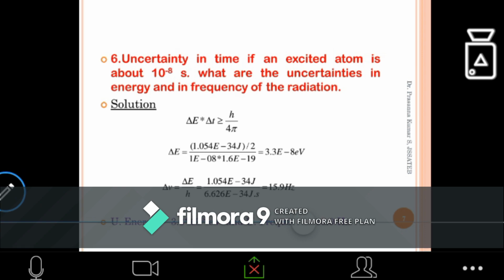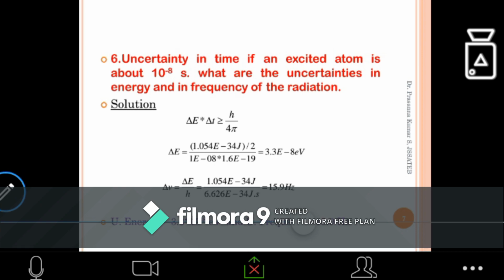So h/4π is equal to h/2π with 2 in the denominator, isn't it? h/2π is ħ. The value of ħ is 1.054 × 10^-34 joule seconds, divided by 2, which serves as h/4π. In the denominator it is Δt, which is 1 × 10^-8 second. I am converting this energy to electron volts, therefore I have divided it by 1.6 × 10^-19. Then the answer happens to be 3.3 × 10^-8 eV.